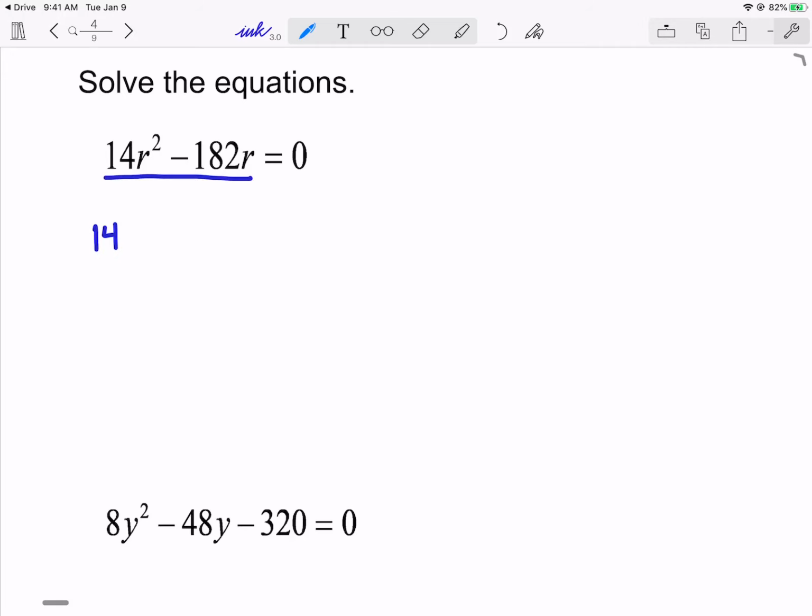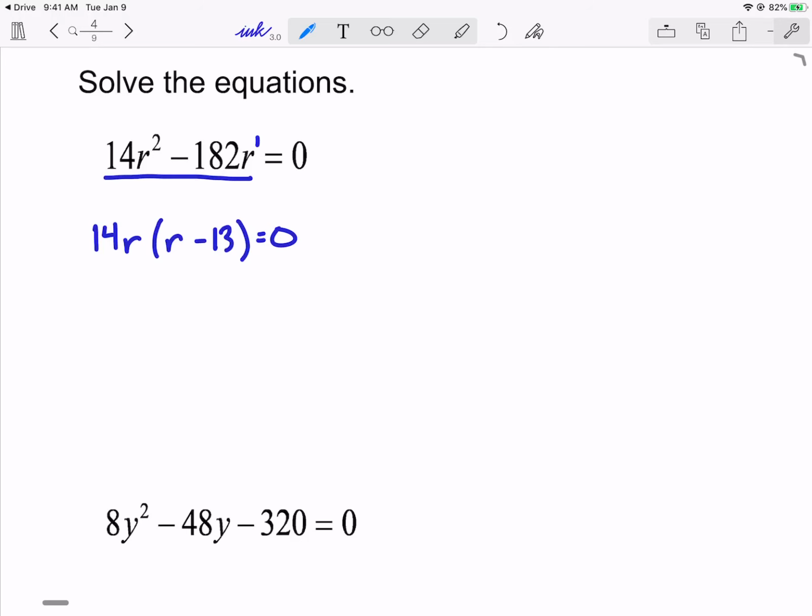And the smallest exponent for r is 1, so I can factor out an r. So when I divide 14r squared by 14r, I'm left with an r. And then negative 182r divided by the 14r that I factored out gives me 13, and a minus 13. So now I've factored the left side.